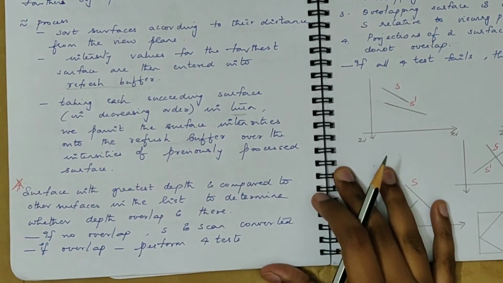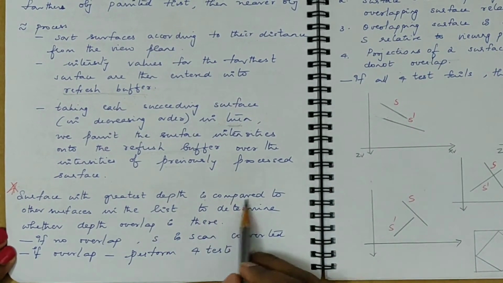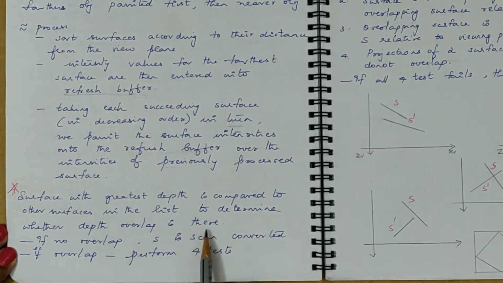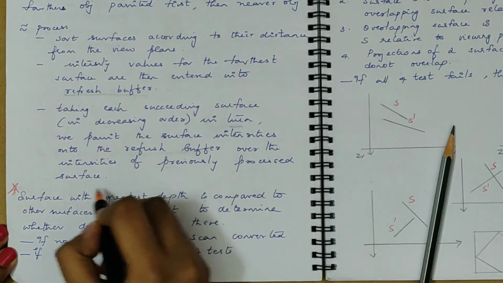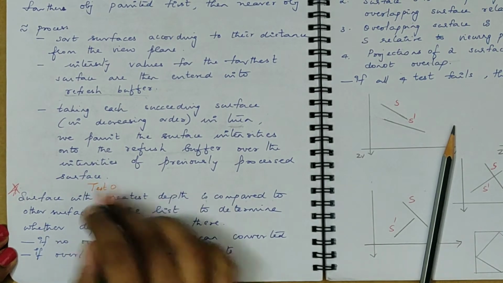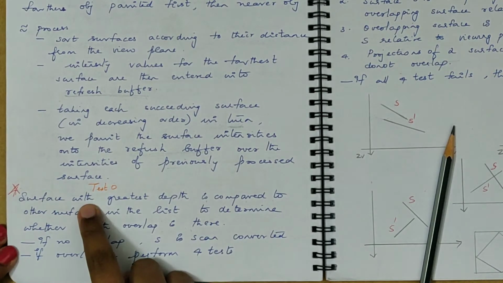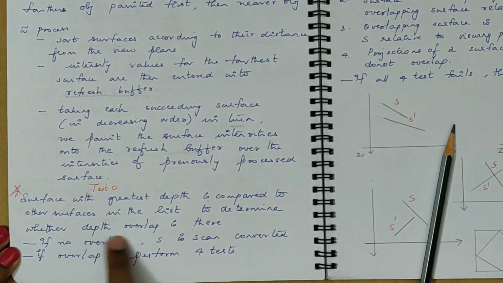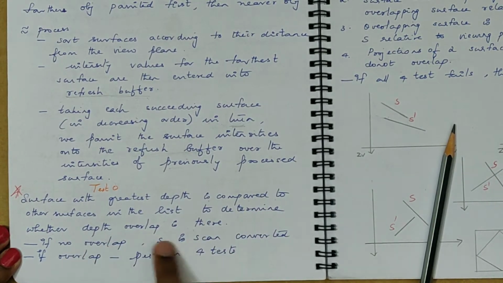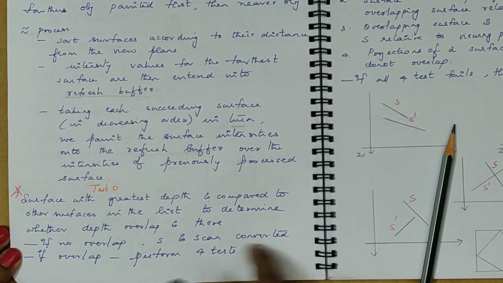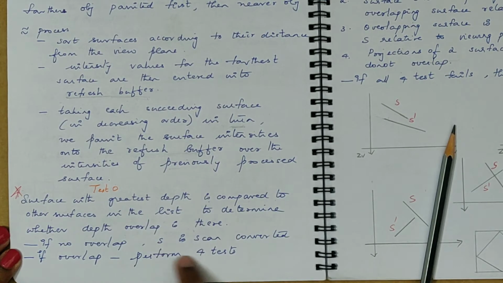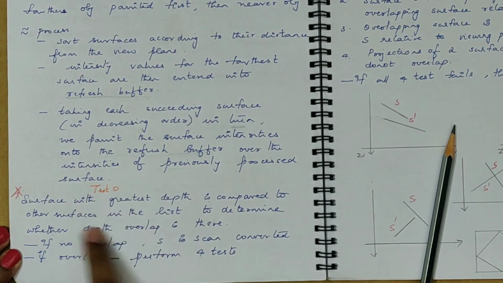The process that we follow here is that the surface with the greatest depth is compared to the other surfaces in the list to determine whether a depth overlap is there. You can call this test 0. This is the first step that will be done. So we take the surface with the greatest depth, S, and compare it to the other surfaces in the list in order to determine whether there is depth overlap. If there is no overlap, then S will be scan converted, that is, S will be painted. It will be projected into the plane. But if there is an overlap in the depth between the surfaces, you have to perform 4 tests. So this you can call test 0.